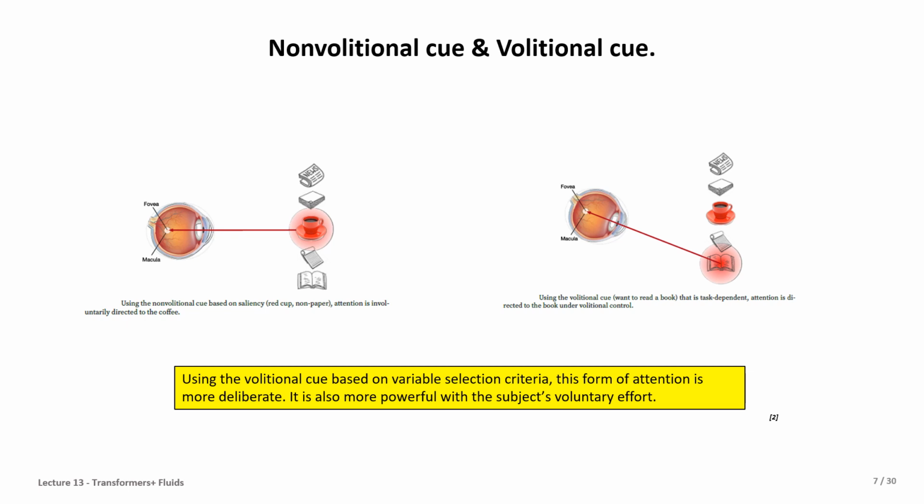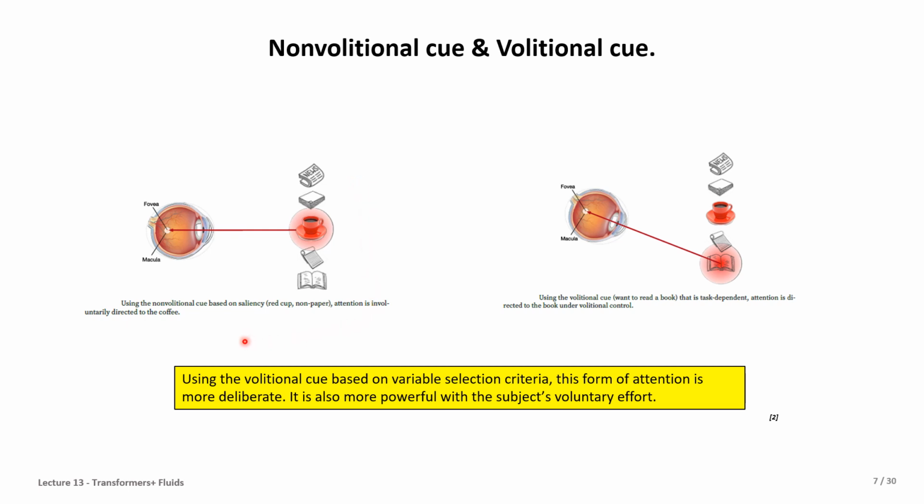Let's have an example of how the non-volitional cue and volitional cue work. In the left-hand side figure, we have these objects: the newspaper, paper, book, and notebooks. All of them are the same as paper. And we have this object, the cup of coffee with a red cup color, which has a distinct color and is different from the other objects.